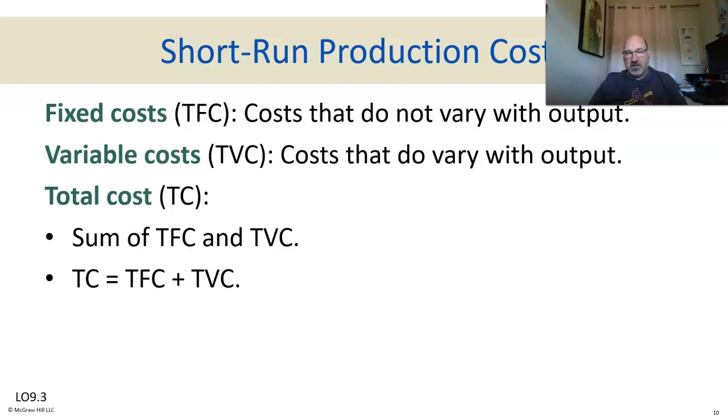Total cost is going to be the sum of total fixed cost and total variable cost. And total cost is going to be equal to total fixed cost at a quantity of 0. So remember that. That'll come in handy later.